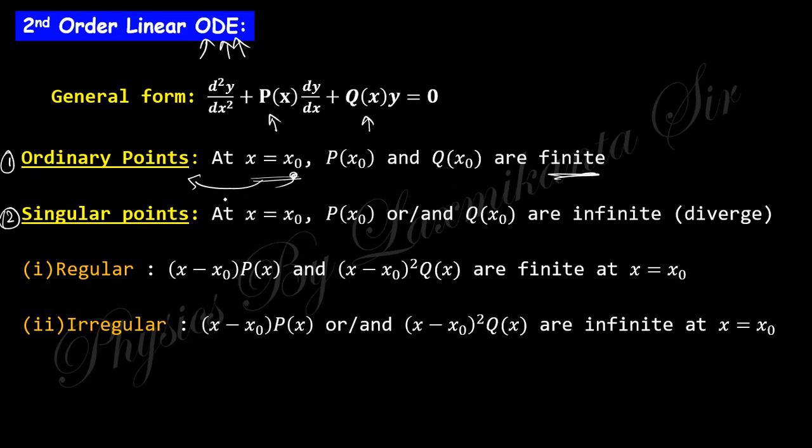What about a singular point? If at that point both or any one of these coefficients, any one or both, are infinite or diverge, then this is called a singular point. This singular point is again categorized into two terms.